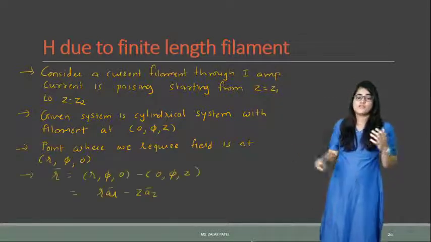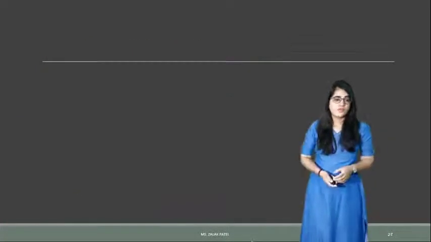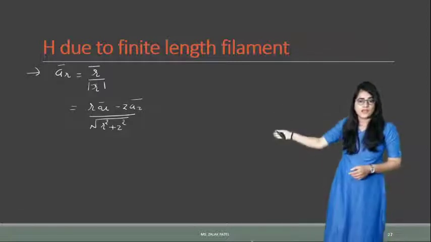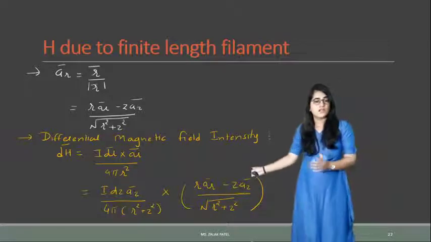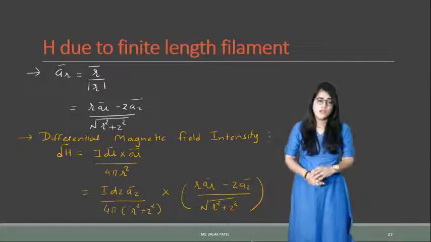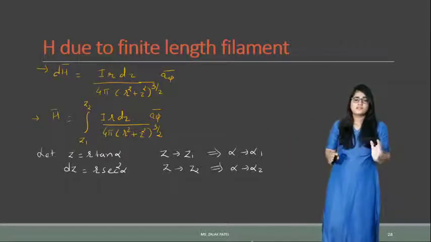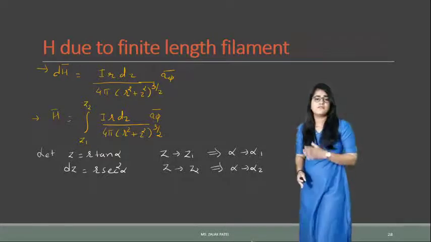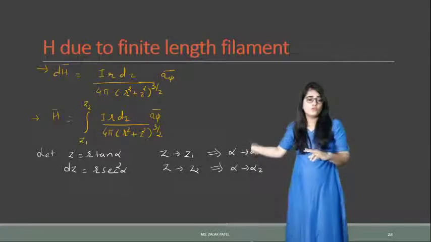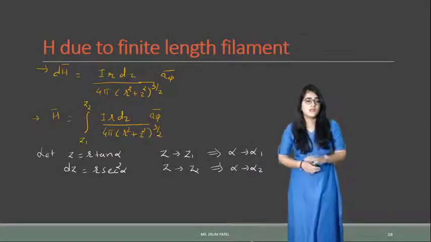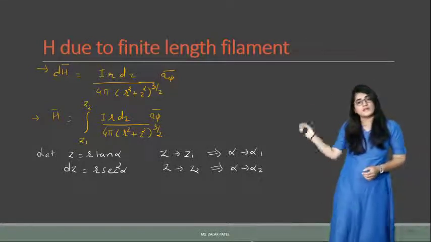So same way you have to find out the distance as desired point minus filament location, and then the unit vector. Then you have to find out the direction by doing the cross product. Here again z cross z will become 0 and z cross r will become a_φ. So all the calculation will be done same as we have done for the previous theory for the infinite length filament. The only change is you have to change the integration limit in place of minus infinite to infinite. You have to take it from z1 to z2.